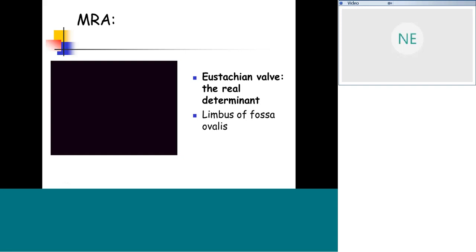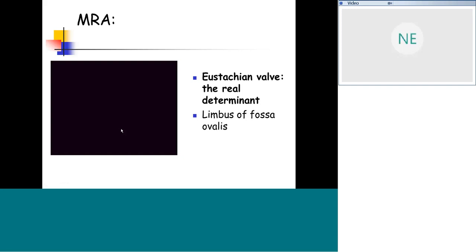So the morphological right atrium is decided based on the presence of a few things. The most important is the eustachian valve. The eustachian valve is the valve which guards the IVC. Now, what about a situation where you have IVC interruption? Then we do not have this crucial feature.